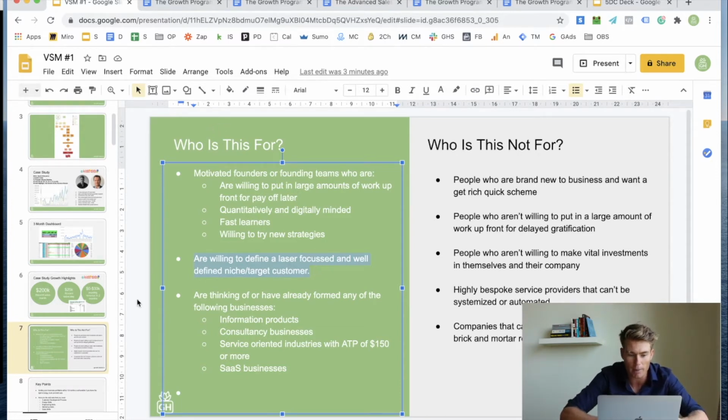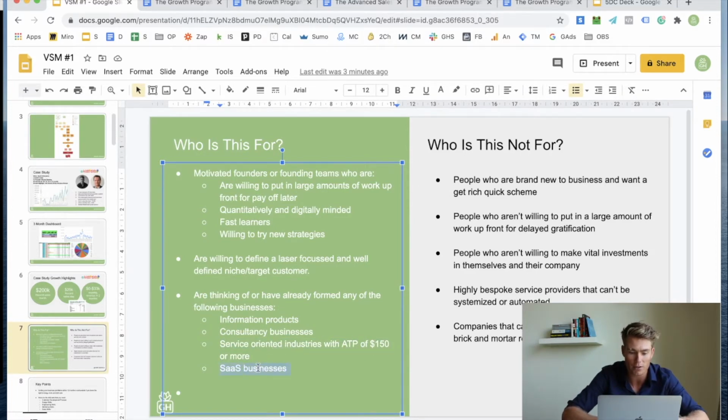Okay, so in terms of the businesses that my program is for, it isn't limited entirely to this, but these are my core businesses. So people who are selling information products online, people who have consultancy businesses where they're selling their time, and normally done through an online medium. Okay, these are also people who I work with. Service-oriented industries, again, where you're trading time for money, with high average ticket prices of $150 or more.